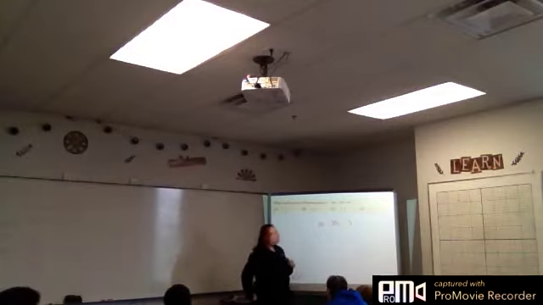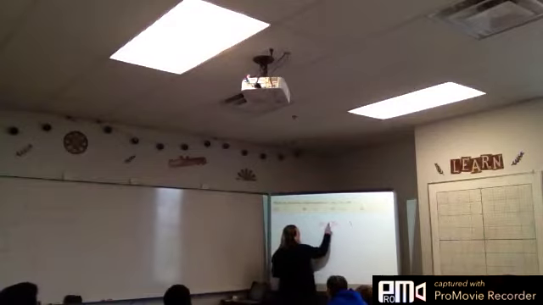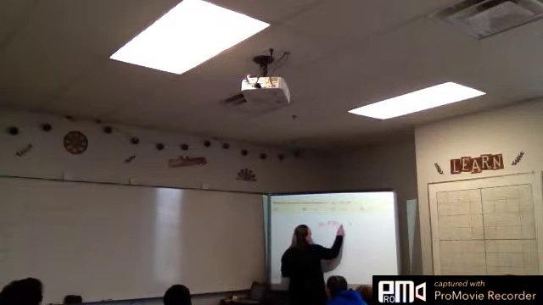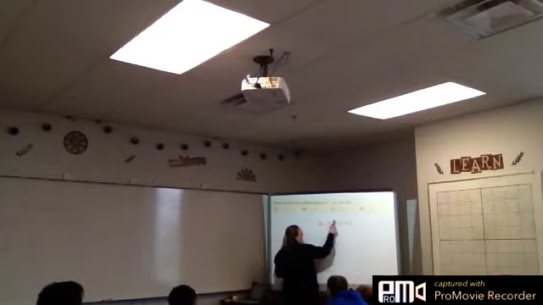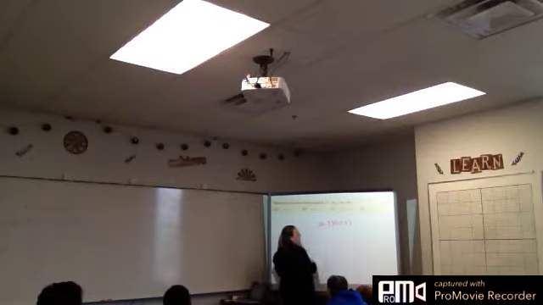Which one has to be positive? Which one has to be negative? 9 is negative, 4 is positive. Okay? Negative 9 times 4 gives me negative 36. Negative 9 times x gives me negative 9x. 4x added to that gives me negative 5x.